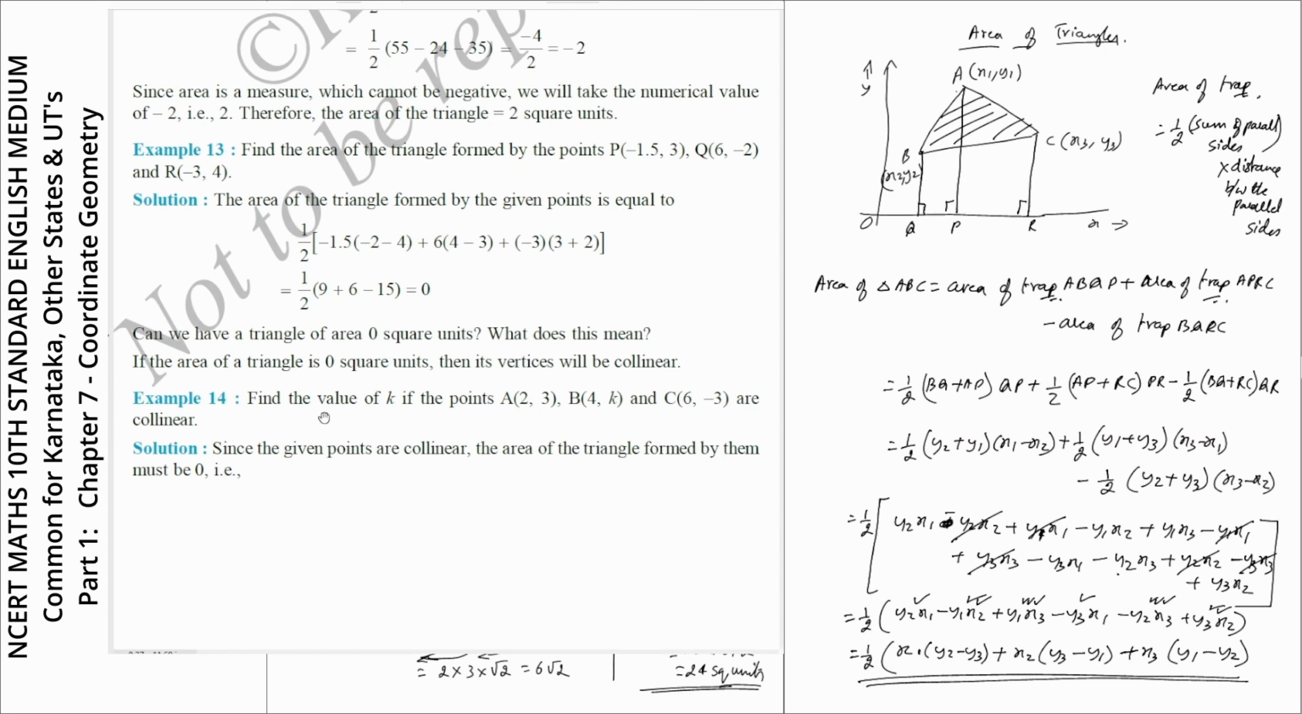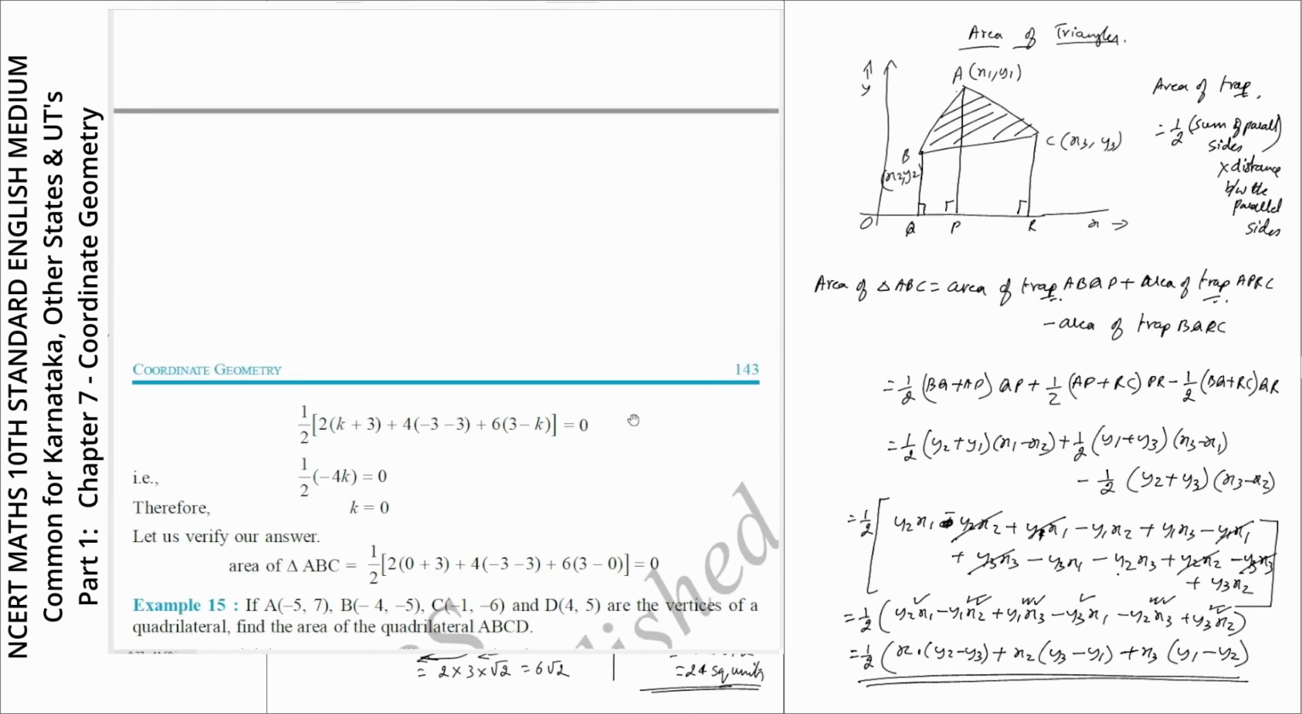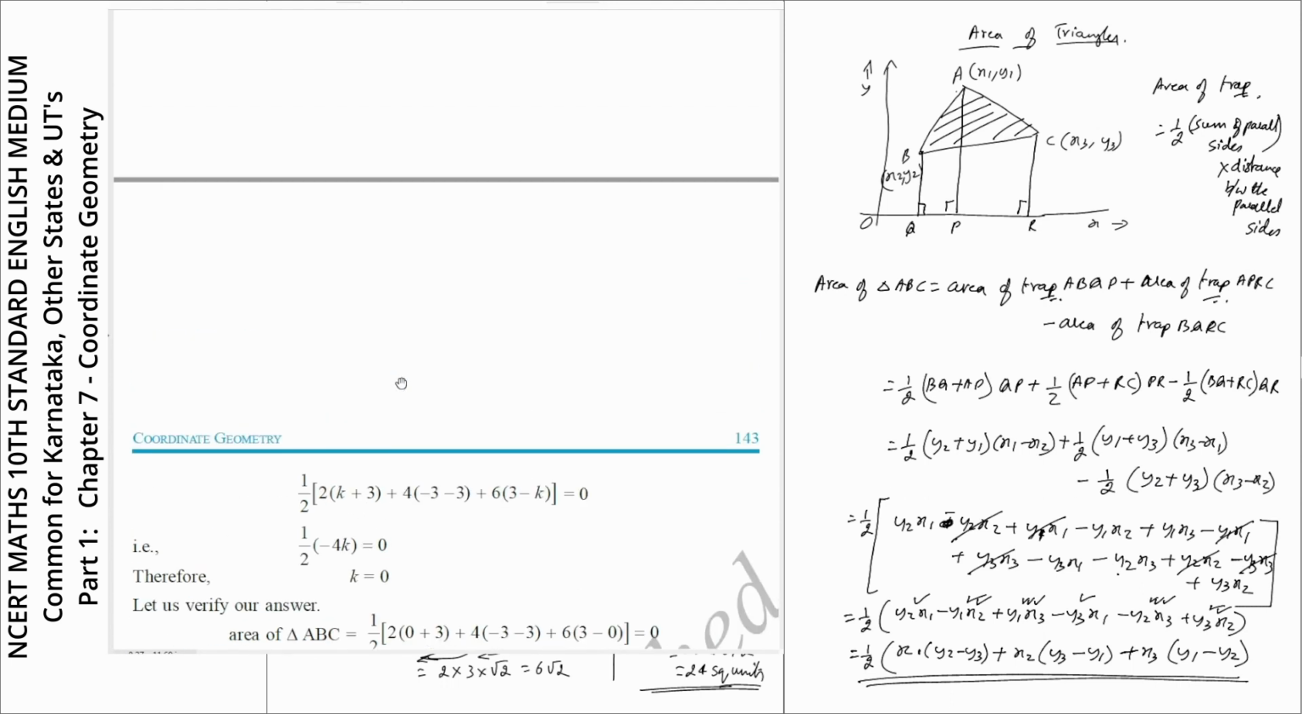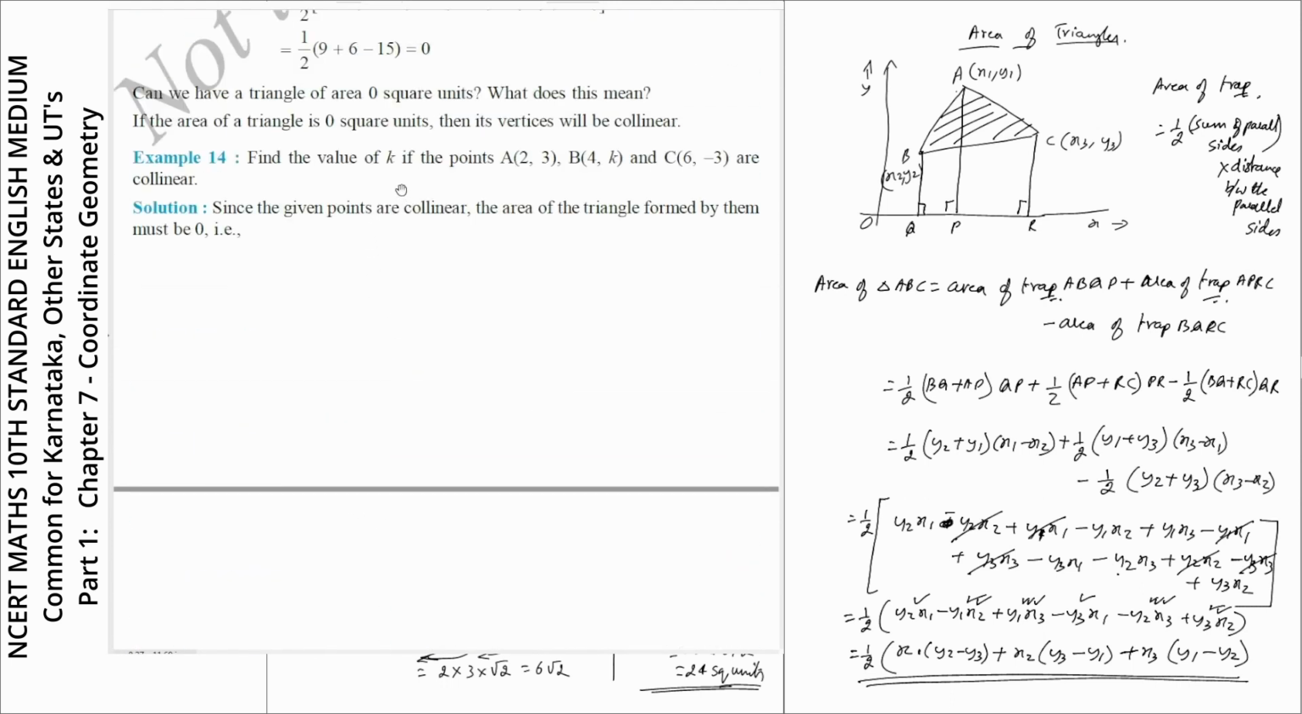Okay, now find the value of k if the points A, B and C are collinear. So if 3 points are collinear, that means all the 3 points lie on the same straight line. So in this case the area will be 0, so they will put all the values of x and y in the formula and equate the area to 0. Now they are getting k is equal to 0. That's what the question in this one. Find the value of k.